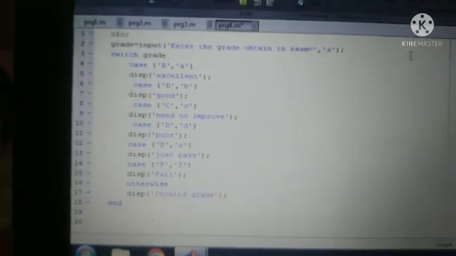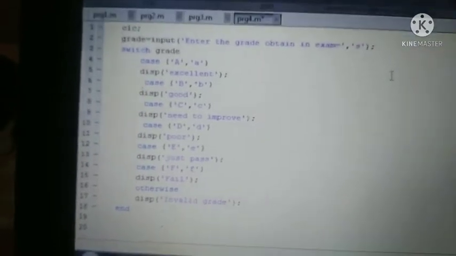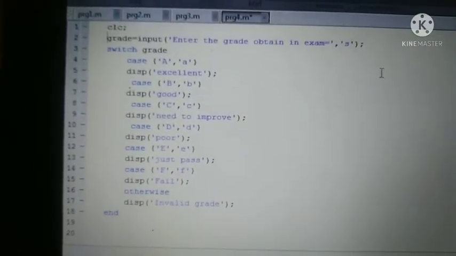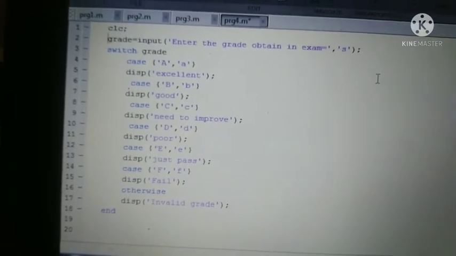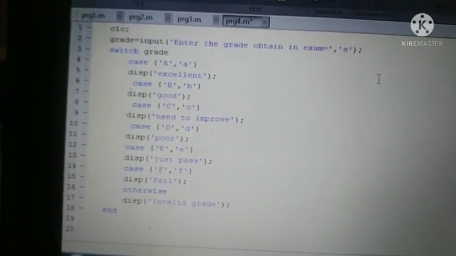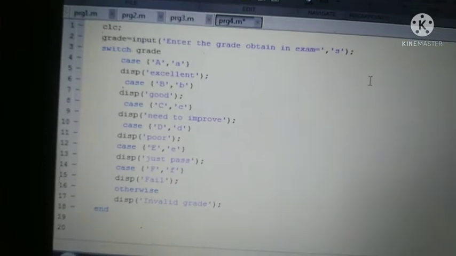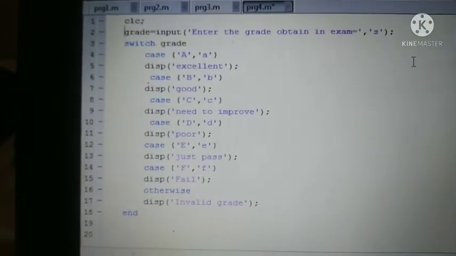Okay, so if the grade value is A, then excellent. If it is B, then it is good. Okay, if it is C, then he needs to improve. Okay, D means poor, E means just pass, and F means fail, otherwise invalid grade. So only these grades are allowed, other than this.